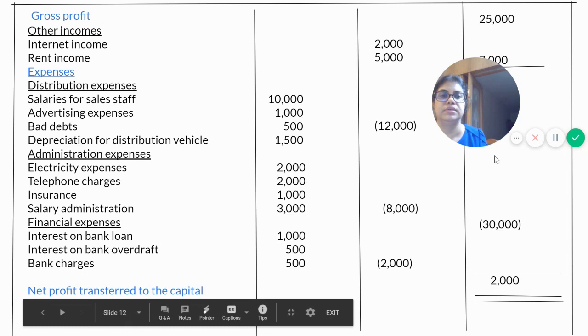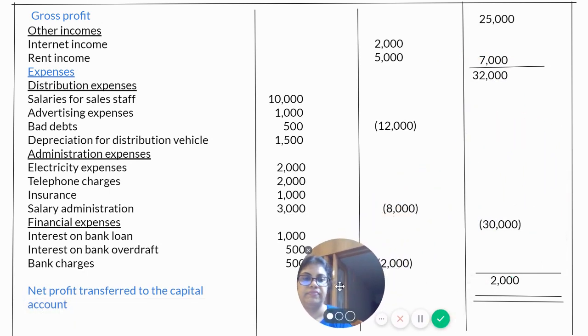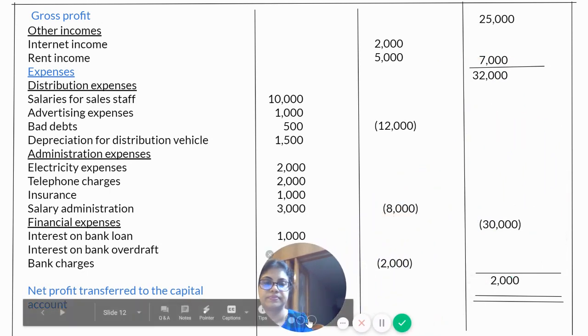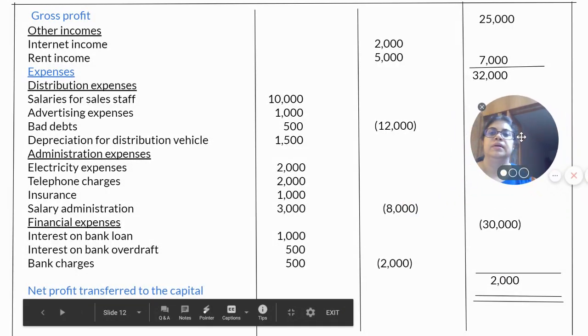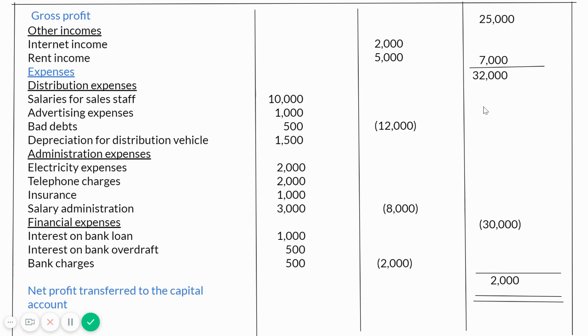Okay, so this is how we are going to calculate it in the standard format. This is a continuation of the previous statement. So the gross profit up to there, I hope you can remember. So gross profit comes from there.